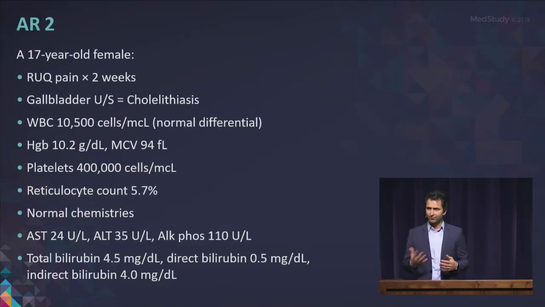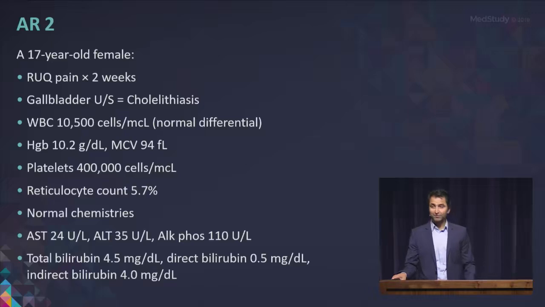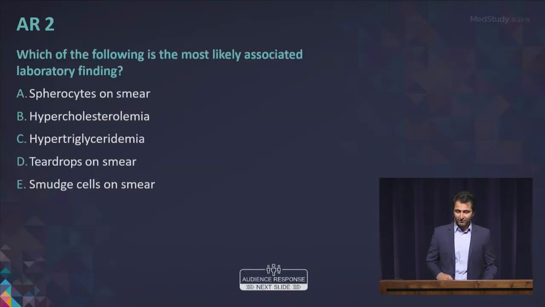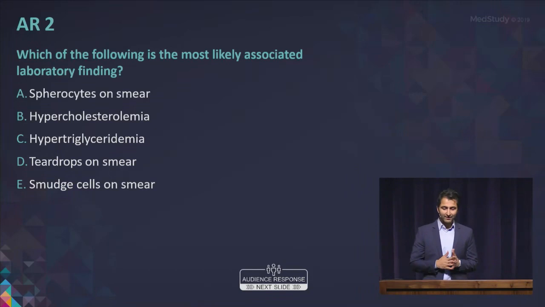So that brings us to our next audience response question. A 17-year-old female, right upper quadrant pain for 2 weeks. A gallbladder ultrasound shows stones. On her CBC, she has a little bit of anemia, hemoglobin 10.2, retic count is up at 5.7%. Basic chemistries are normal, and she's got a total bilirubin of 4.5, of which most of it's indirect. So, young female with this clinical picture. Which of the following is most likely associated lab finding? Spherocytes on the smear, high cholesterol, high triglycerides, teardrops on the smear, or smudge cells on the smear? What do you guys think?